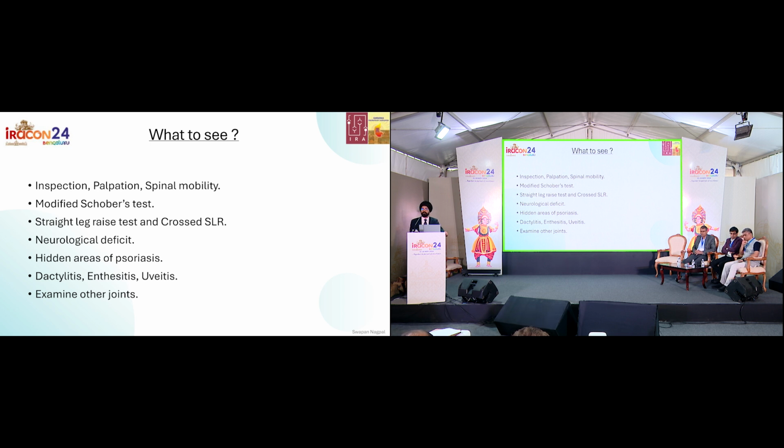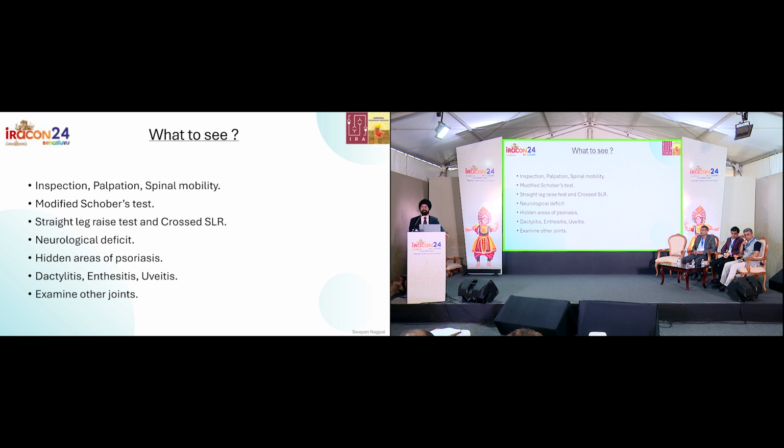Look for a neurological deficit. The patient comes to you, might not understand what a sensory deficit is, and might not report it to you himself. Always look if there is any neurological deficit. Look for hidden areas of psoriasis. The patients might have some itch in the navel or the back of the ear, or might not even report an itch. Always look for hidden areas of psoriasis, because that might give you a clue that this is psoriatic arthritis affecting the back. As mentioned before, dactylitis, enthesitis and uveitis must be looked for.